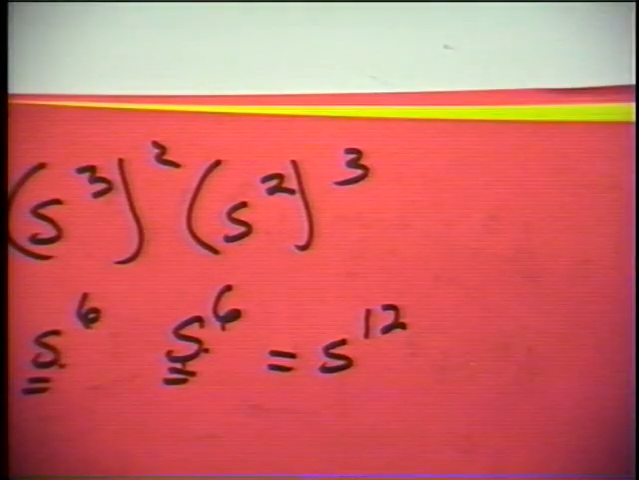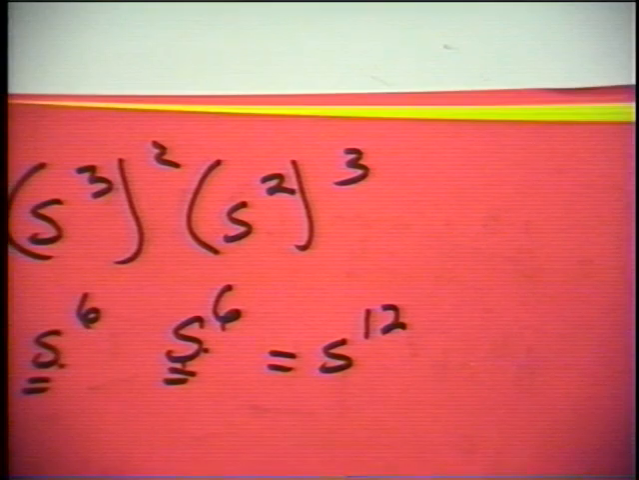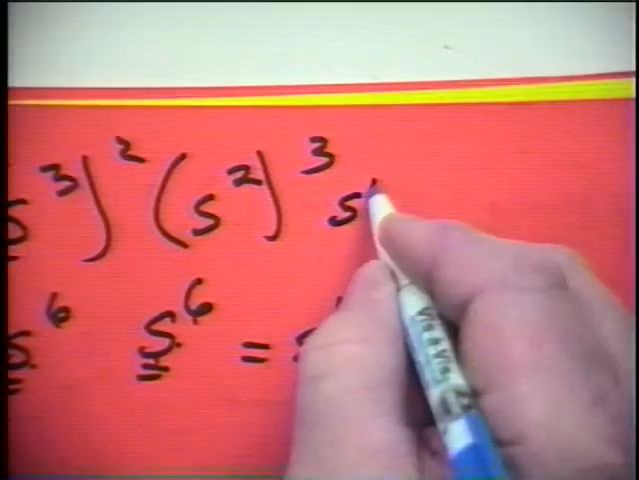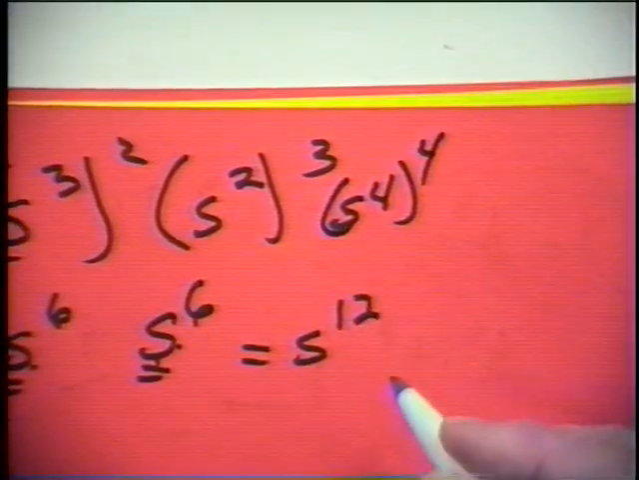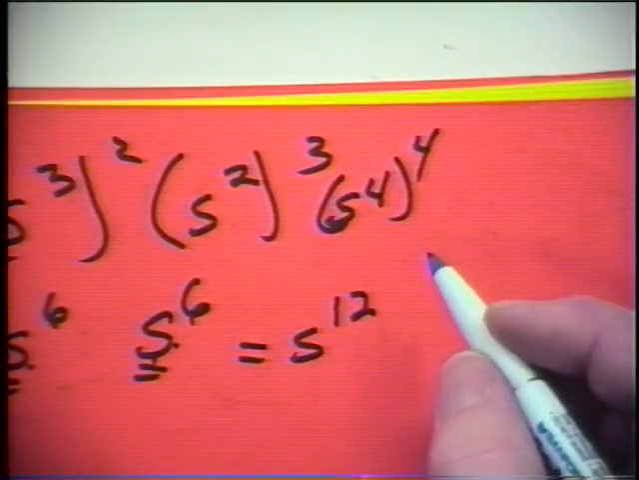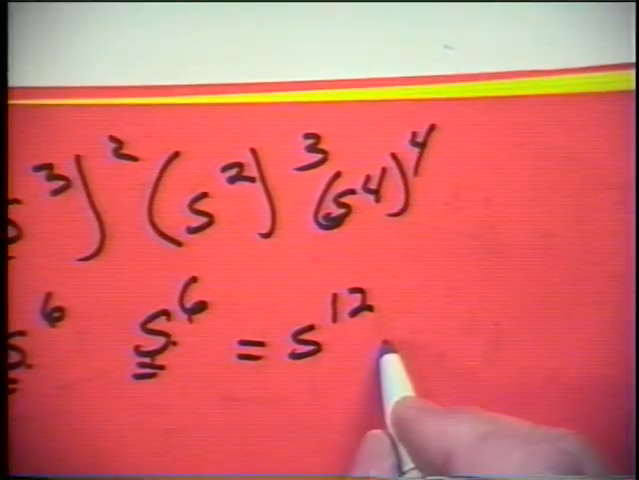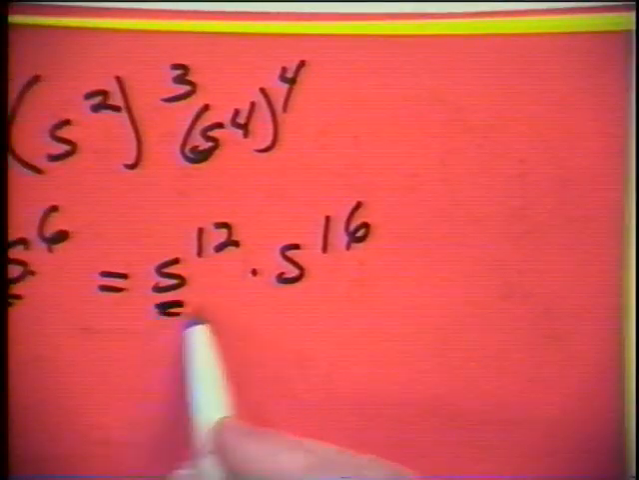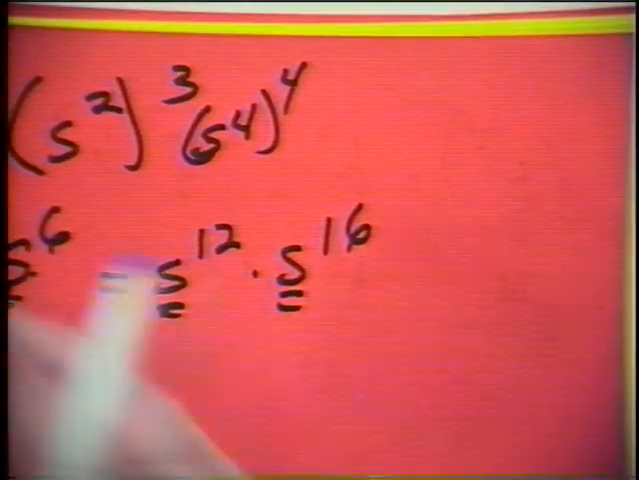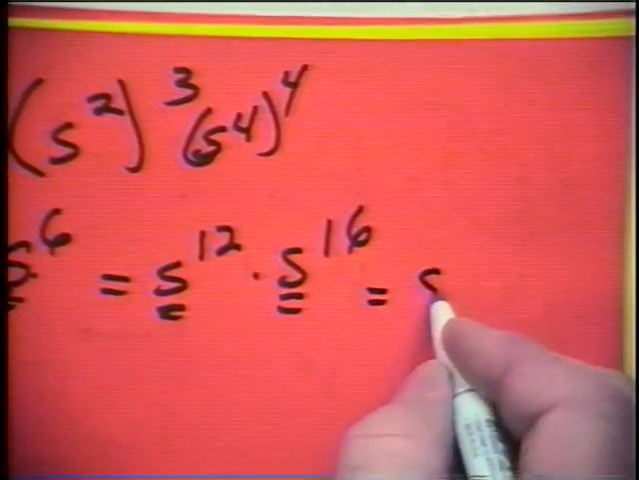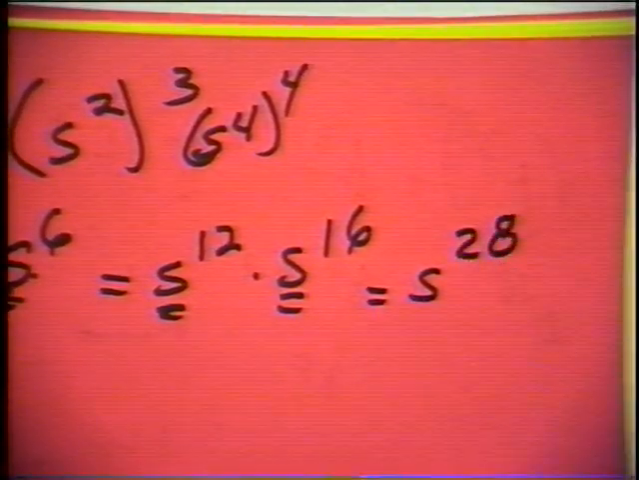Okay? And then you're going to end up with that. Now this is also s to the 4th times s to the 4th, all to the 4th power. So what's s to the 4th times s to the 4th? S to the 16th. So now you've got s to the 12th times s to the 16th. What are you going to do? Add them. You get s to the 28th.